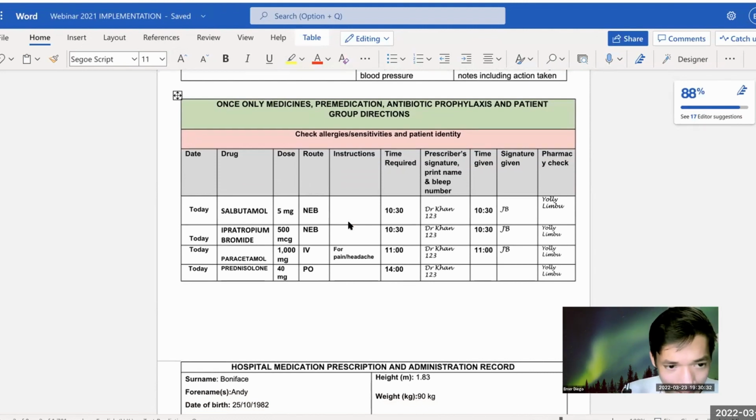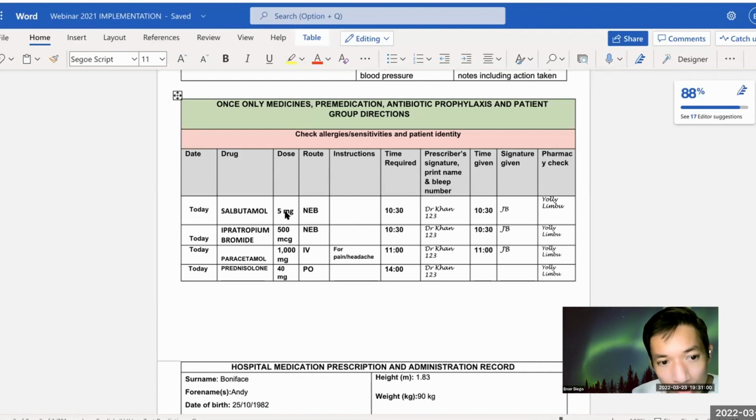So the first medication is today, salbutamol, 5 milligrams. The route is through nebulization. The time required is 10:30. Signed by Dr. Khan, 123. Time given at 10:30. Given by JB. Checked by Yoli Limbu. So if we analyze this prescription, this medication has been given, so we don't need to do anything at this point.